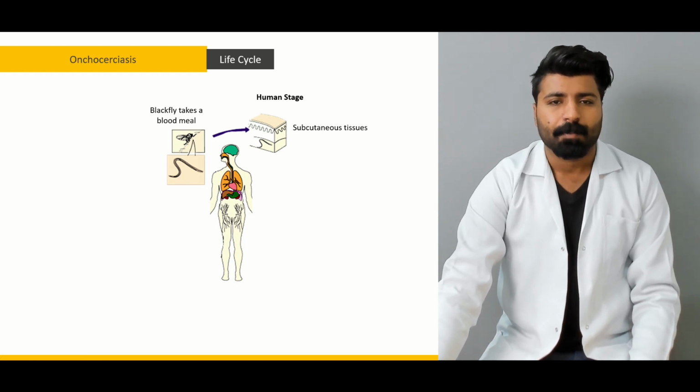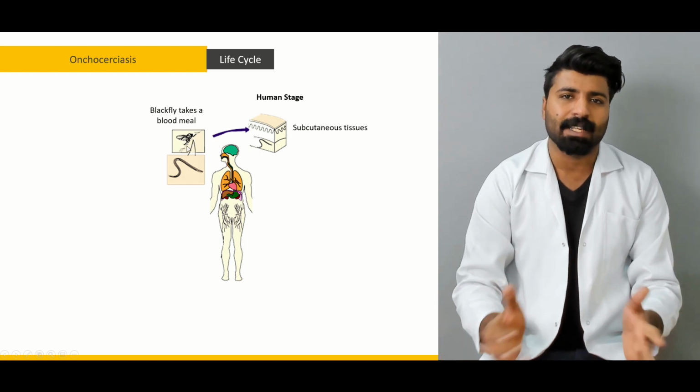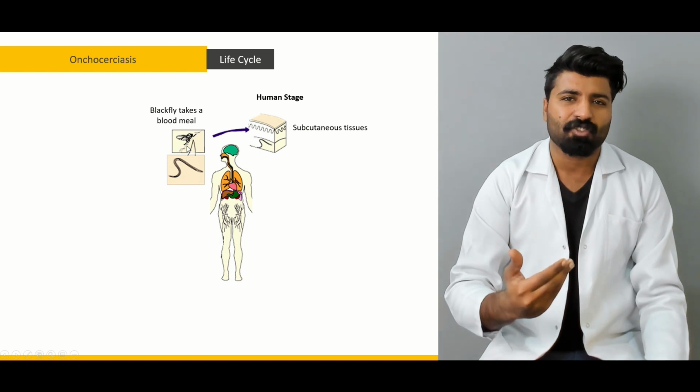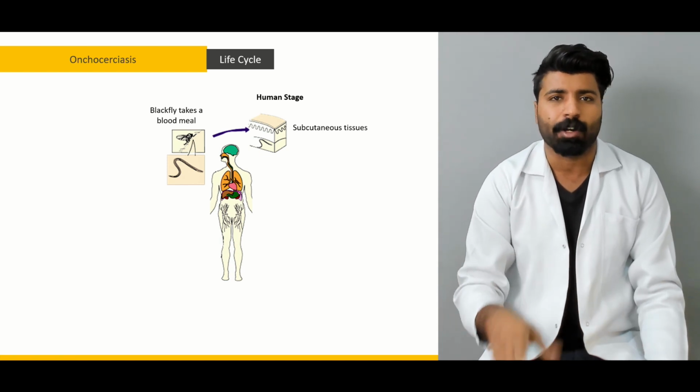So what happens? This is taken up by the black fly, goes into the system of the fly, and propagates there. It enhances its strength, goes through its life cycle stages, and then comes back into the human body.